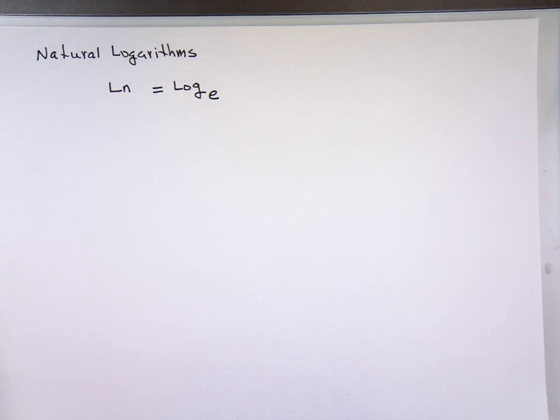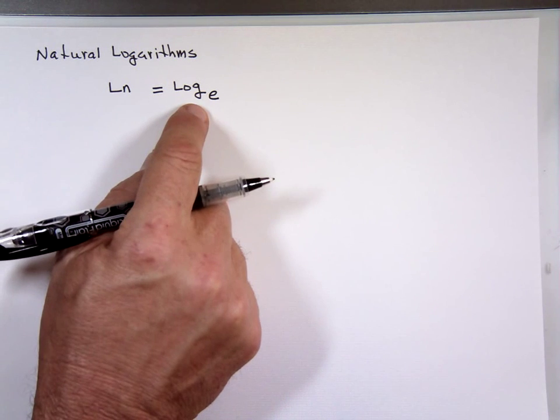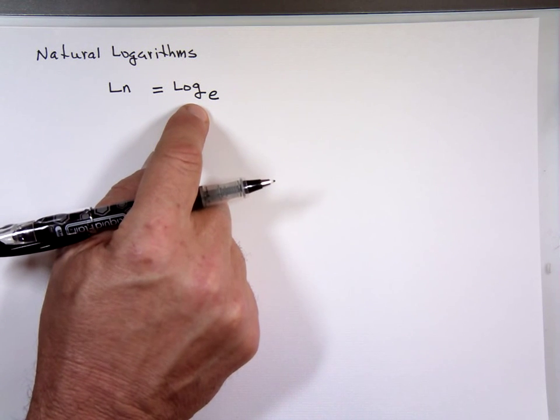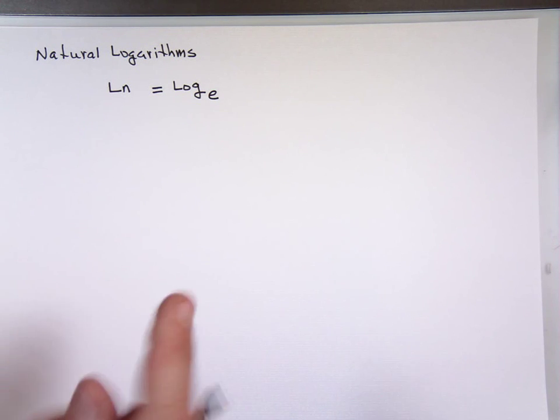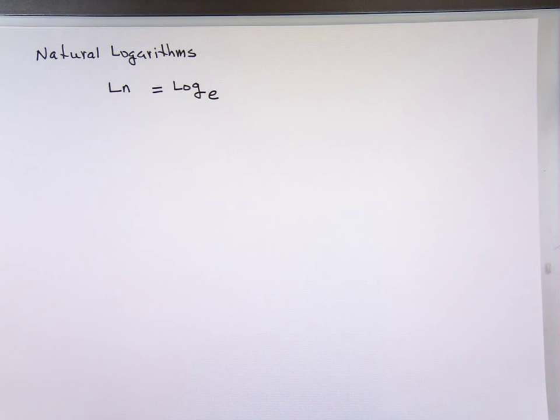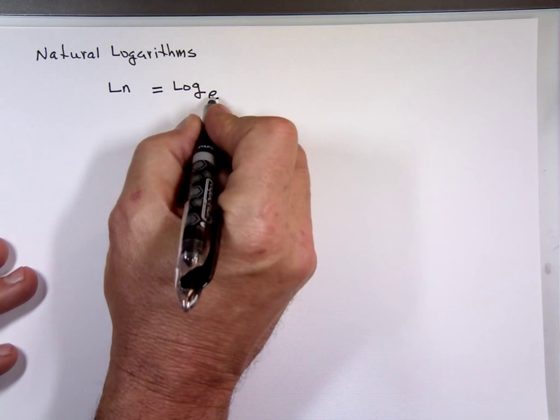2.71828. Very popular in science, very popular in engineering, finance. The natural log is actually more common in finance and engineering than the common log. We use that all the time. So when you see the natural log, it's really log base E.